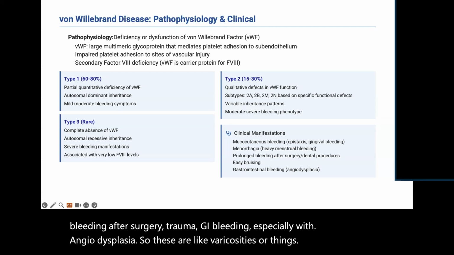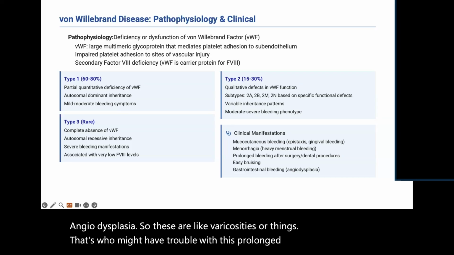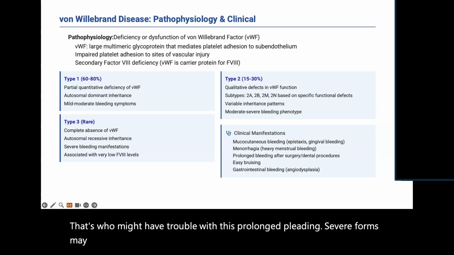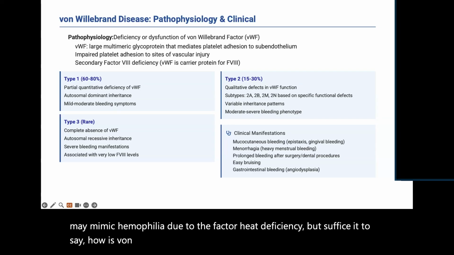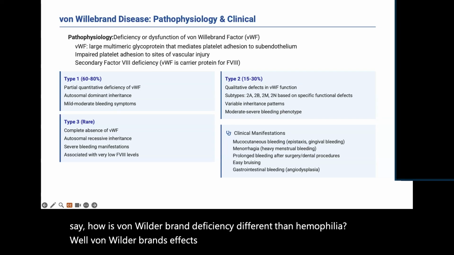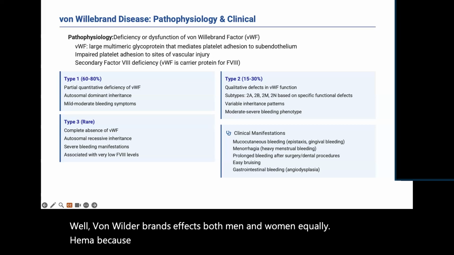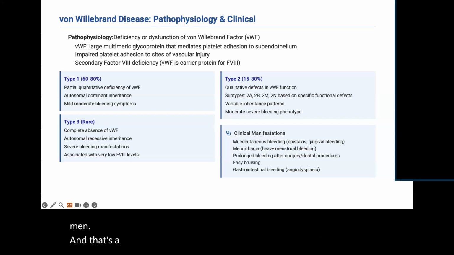That's who might have trouble with this prolonged bleeding. Severe forms may mimic hemophilia due to the factor VIII deficiency, but suffice it to say, how is von Willebrand deficiency different than hemophilia? Well, von Willebrand's affects both men and women equally, because it's autosomal inheritance. Hemophilia primarily affects men, and that's a way to tell it apart as well.